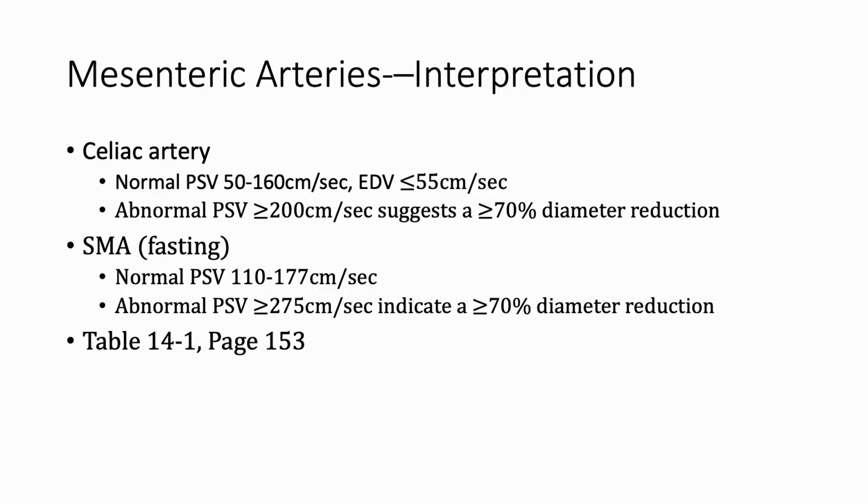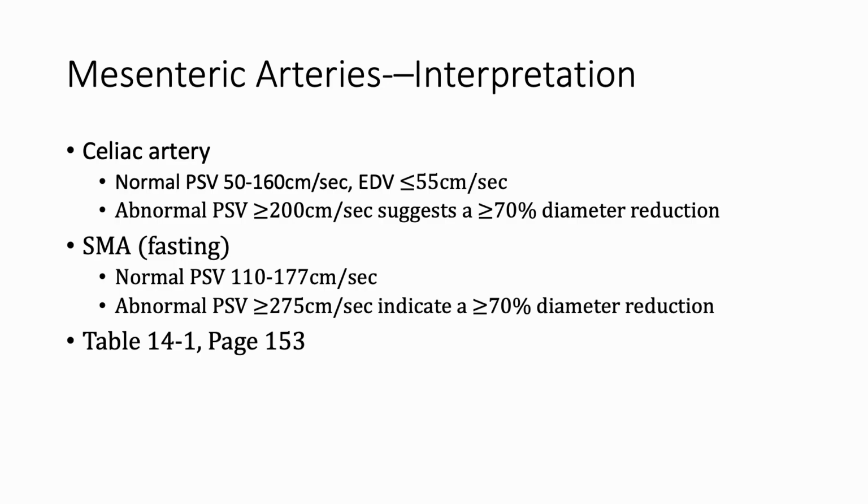All right, so let's talk about normal and abnormal. In the celiac artery, a normal peak systolic velocity is anywhere from 50 to 160 centimeters per second. A normal end diastolic velocity would be less than or equal to 55 centimeters per second. An abnormal celiac artery peak systolic velocity of greater than or equal to 200 centimeters per second suggests a greater than or equal to 70% diameter reduction.